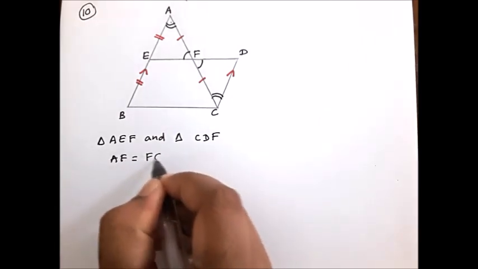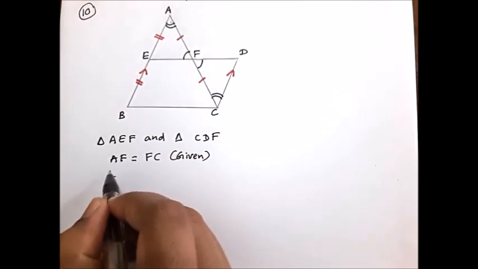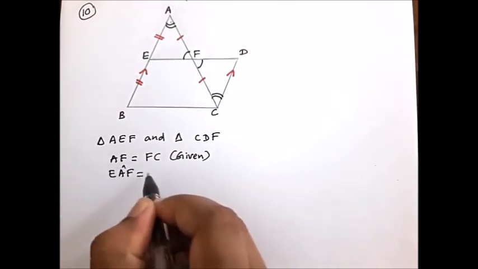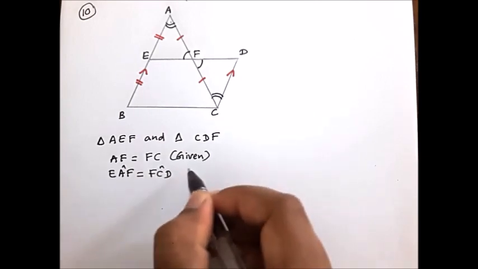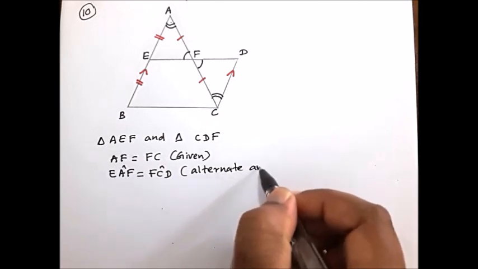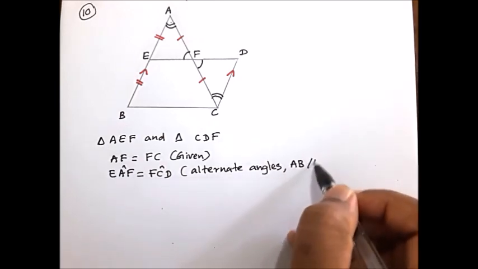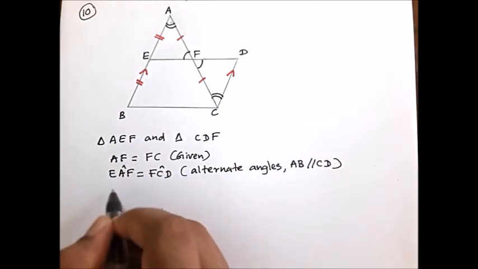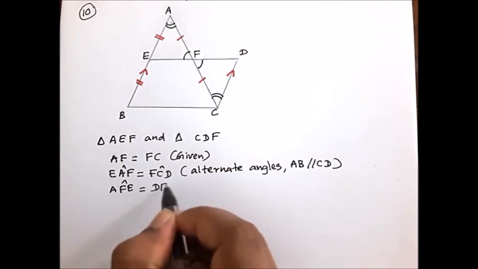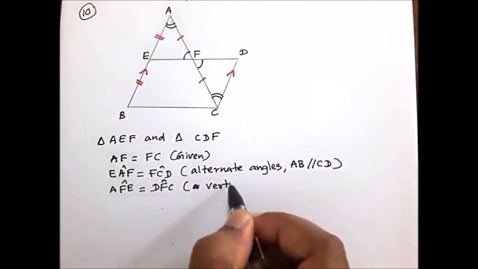AF equal to FC, given. Angle EAF equal to angle FCD, alternate angles. Parallel lines are AB and CD. Then AFE equal to DFC, vertically opposite angles.